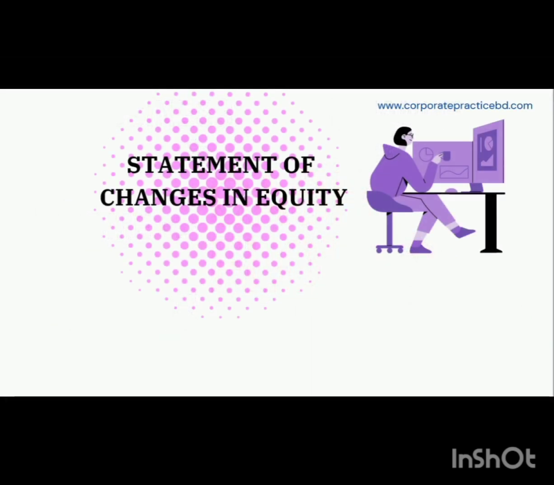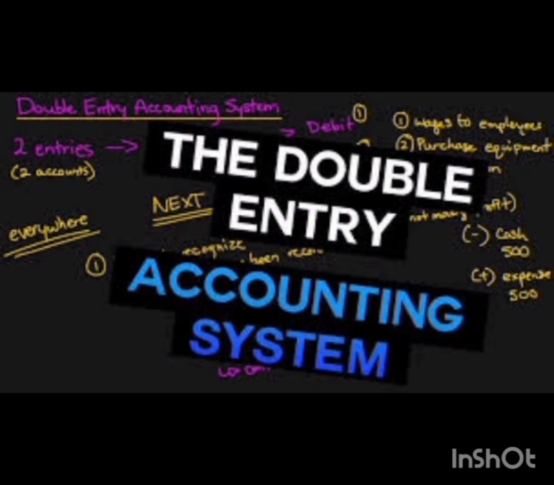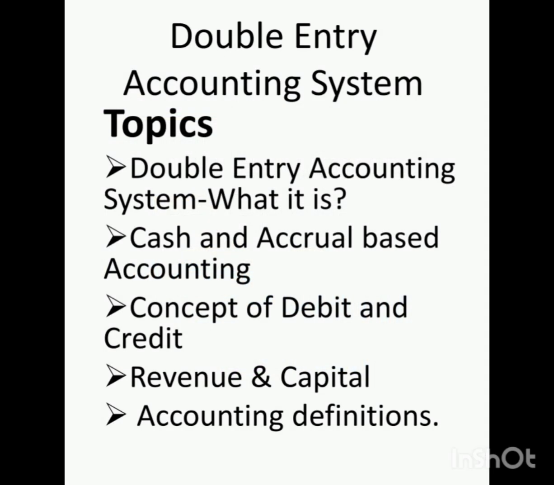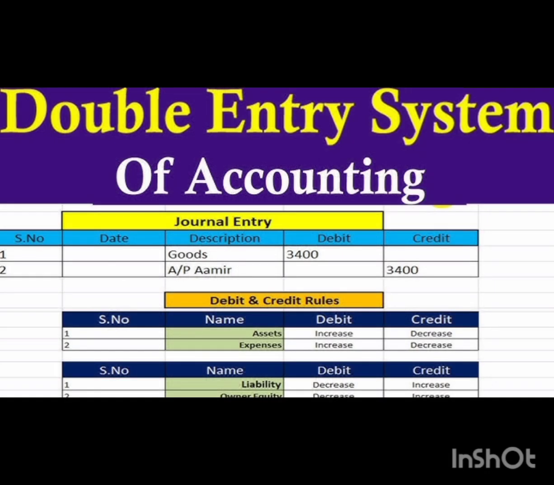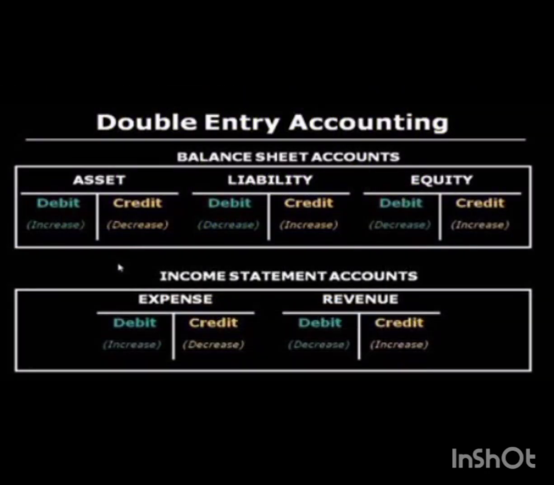Cash flow statement, details the cash inflows and outflows from operating, investing, and financing activities. Statement of changes in equity, shows changes in the company's equity over a specific period. 2. Double entry accounting.